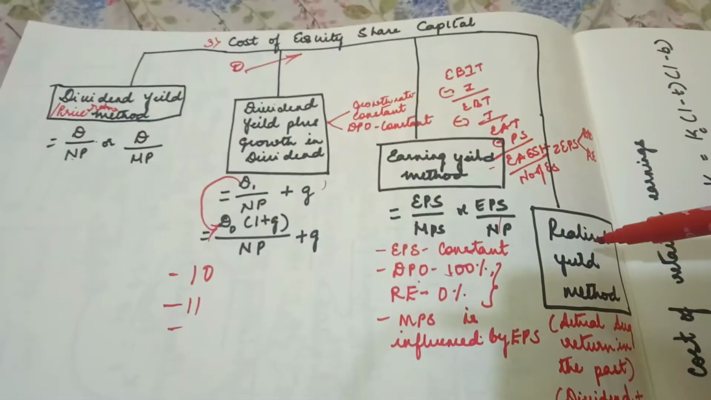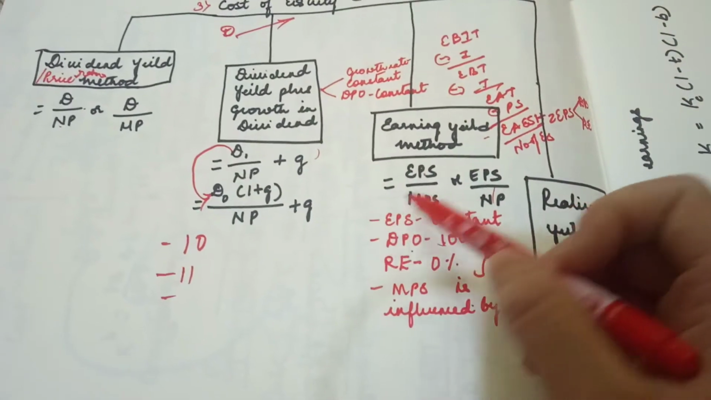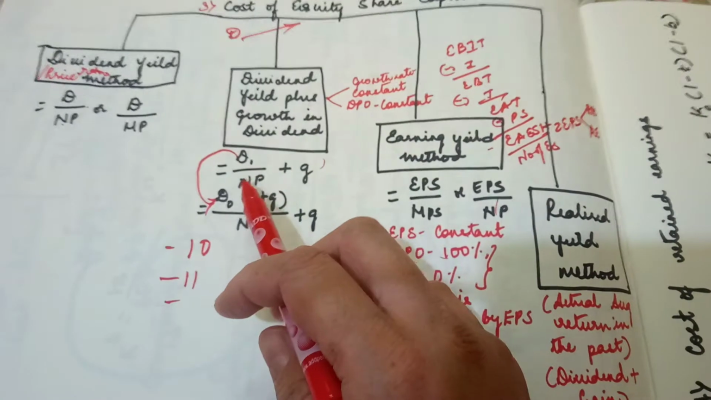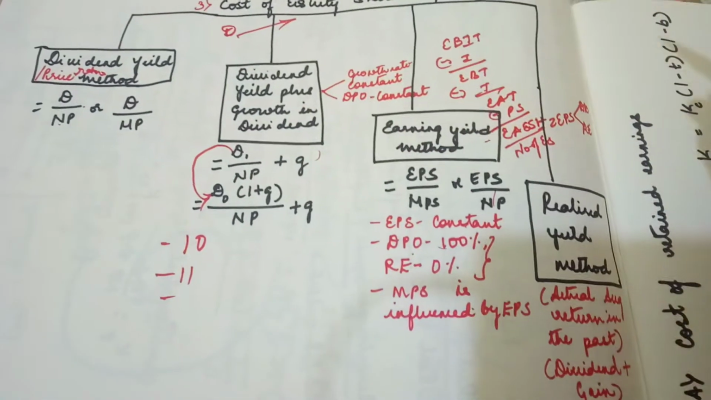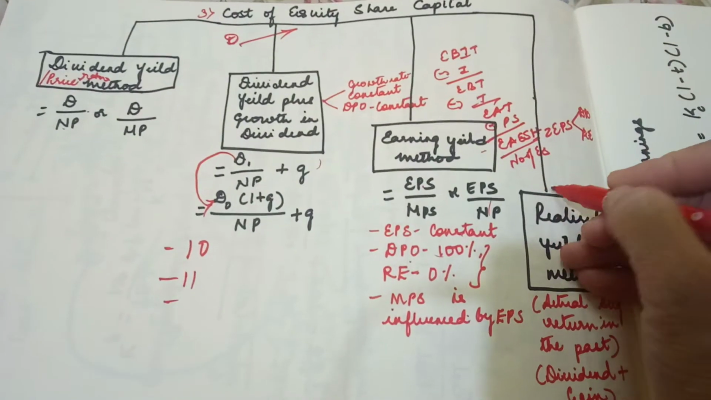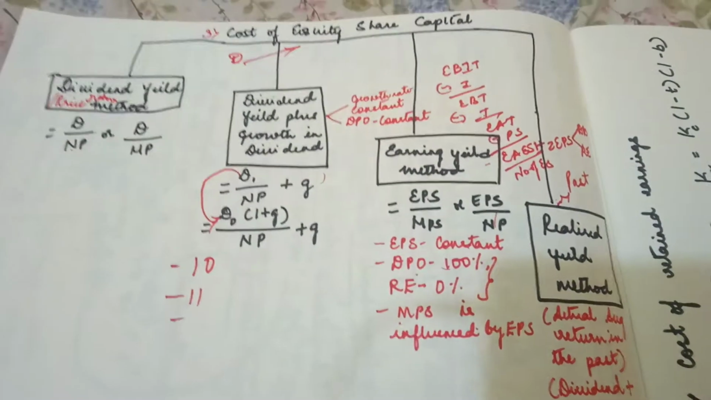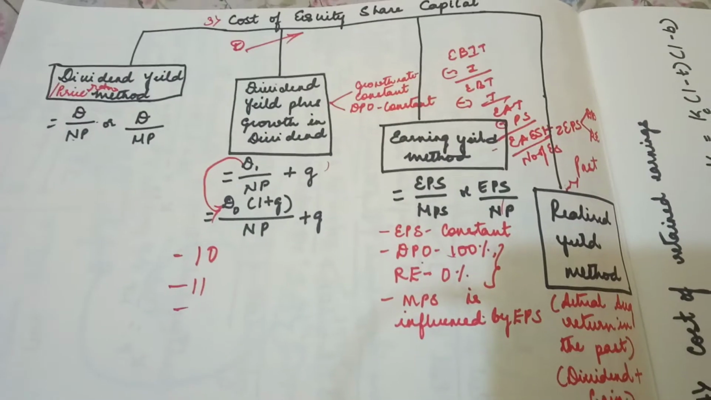Lastly, we have the realized yield method. What is realized in all these cases, girls? We are using dividends which we are going to get in the future. Realized is something you have already got. Here the past data is taken to calculate your cost of equity.